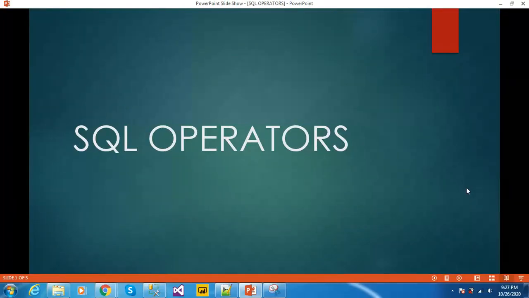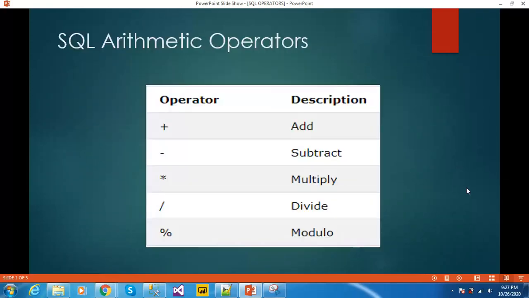Today in this video we are going to discuss SQL operators. What are SQL arithmetic operators? Arithmetic operators can perform arithmetical operations on numeric values. We have different arithmetic operations like addition, subtraction, multiplication, division and modulo.